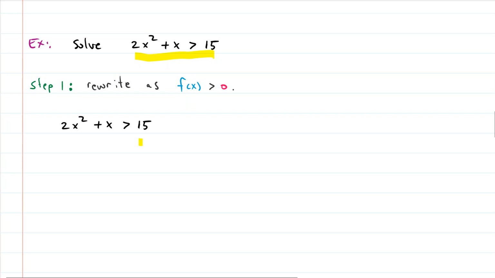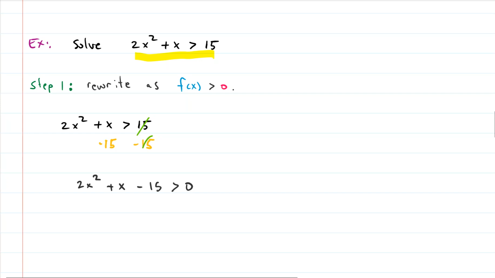So let's take the 15 to the other side. We do that by subtracting 15 from both sides. And what we're left with is 2x squared plus x minus 15 greater than 0.